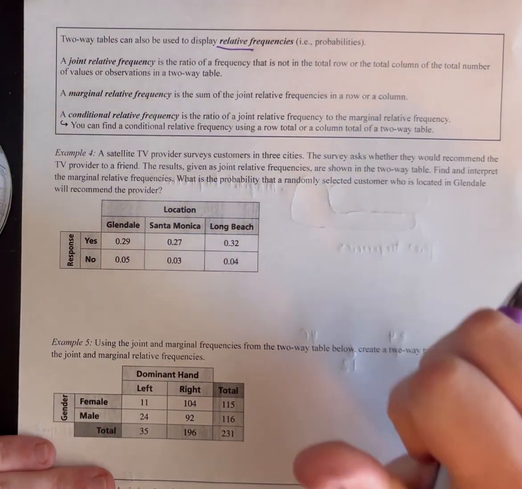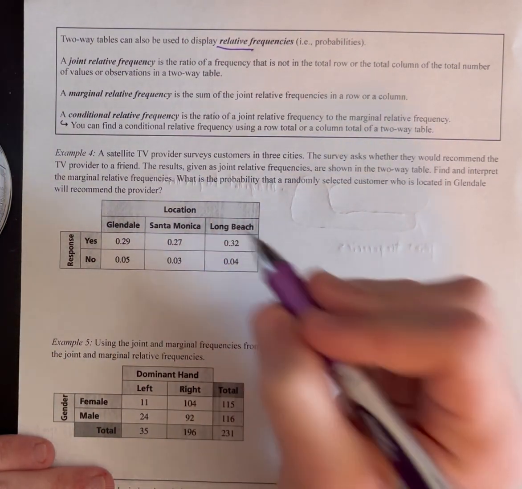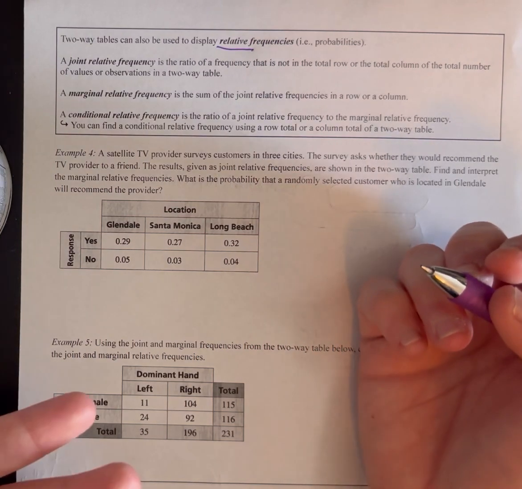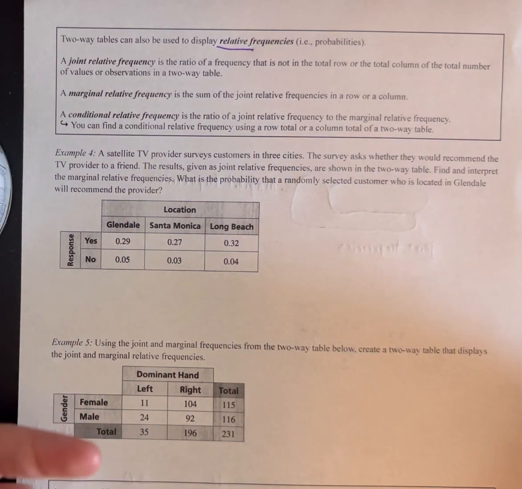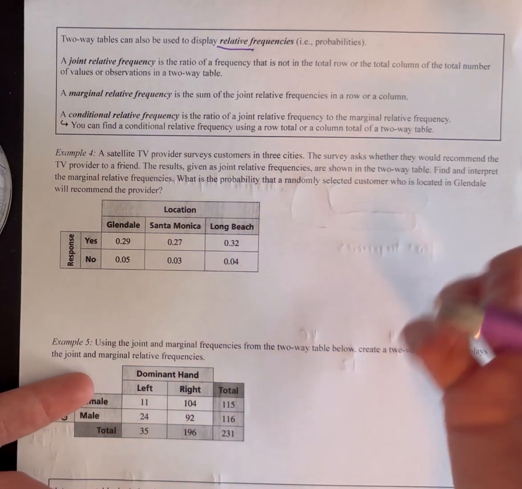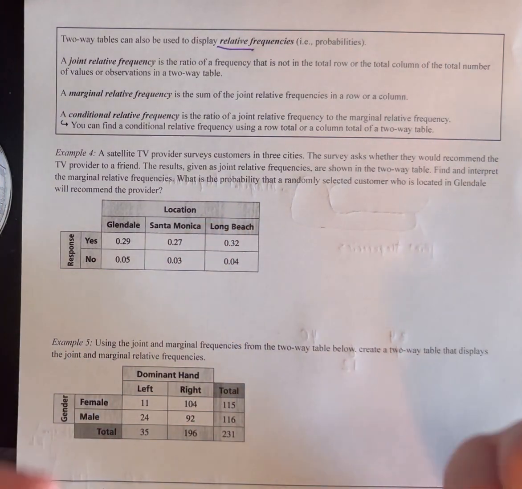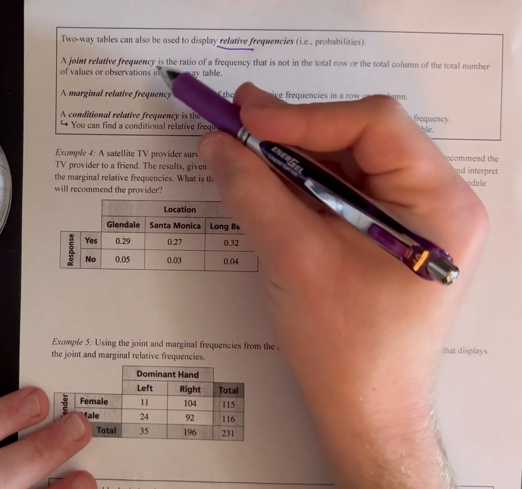They're relative to one another. They all add with one another to be 1, right? Like all probabilities have to add to be 1. If there's a 20% chance of something happening, there's an 80% chance of it not happening, something like that. So let's go through each definition one by one.